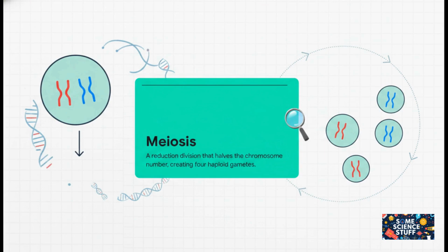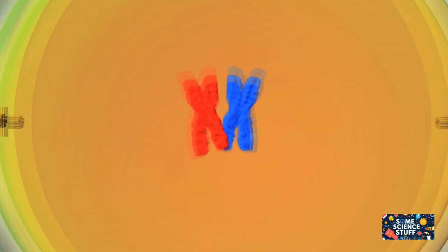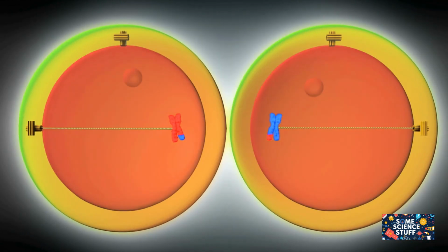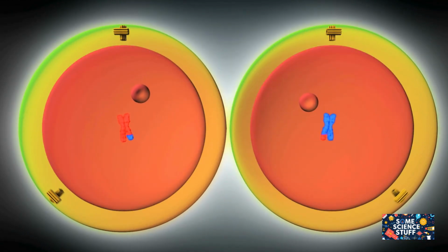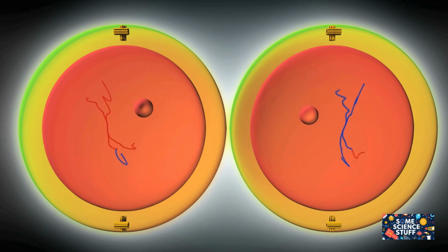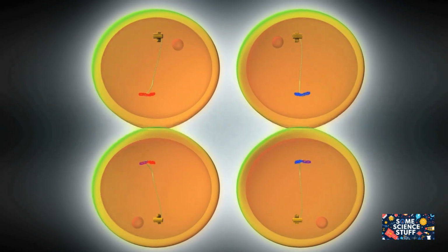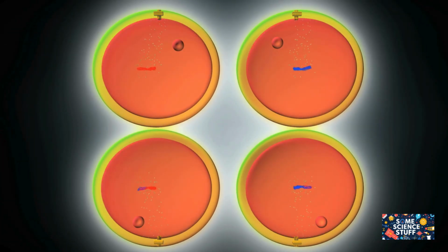Meiosis is what we call a reduction division, and that just means it cuts the number of chromosomes in half. It starts with one diploid cell, di means two, so it has two sets of chromosomes, and it ends with 4 haploid cells. Haplo means single, like sperm or eggs, each with only a single set of chromosomes.